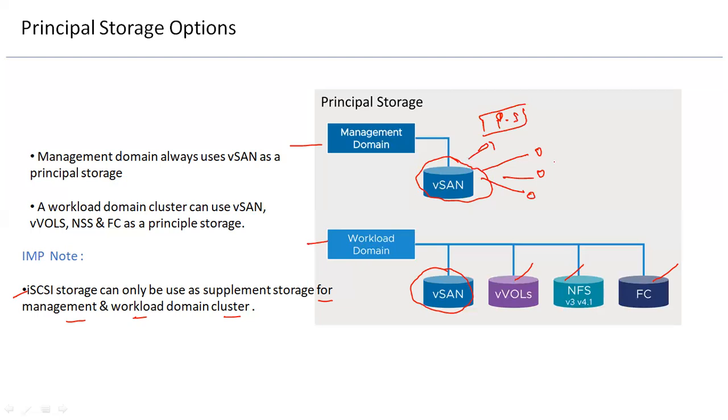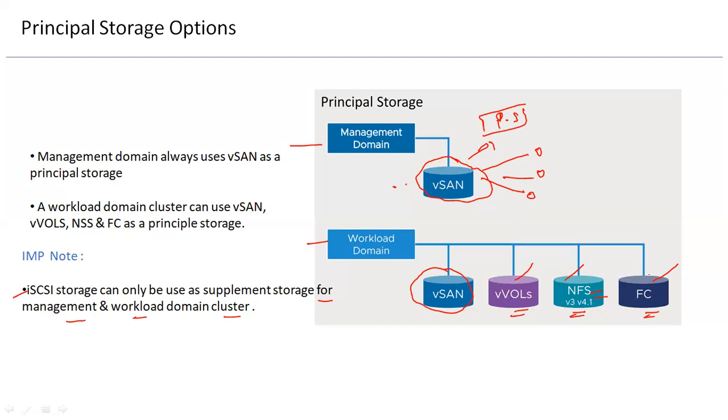However, customers are looking for alternate options. They want to go with cheaper storage options like NFS, and they can do it. And if there is a mandate or compulsion to continue with FC and vVols, VCF provides the option to connect vVols, FC or NFS as secondary storage. So as I said, in the management domain, the principal storage will be vSAN only. But in any workload domain cluster, besides vSAN, the principal storage could be vVols, NFS, or FC.